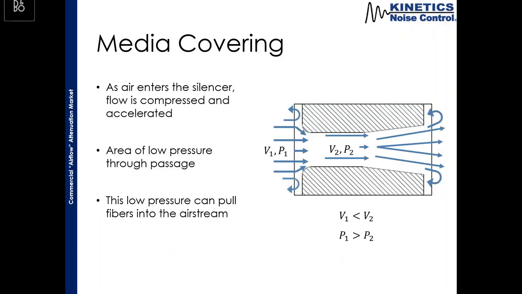Next, we look at the media covering. So going back to how the silencer works, as that air is compressed and moves through the silencer, that velocity increases. We have an area of low pressure in that air gap there. It can pull some fibers into the airstream. If velocities get high enough, we can start losing some fibers.